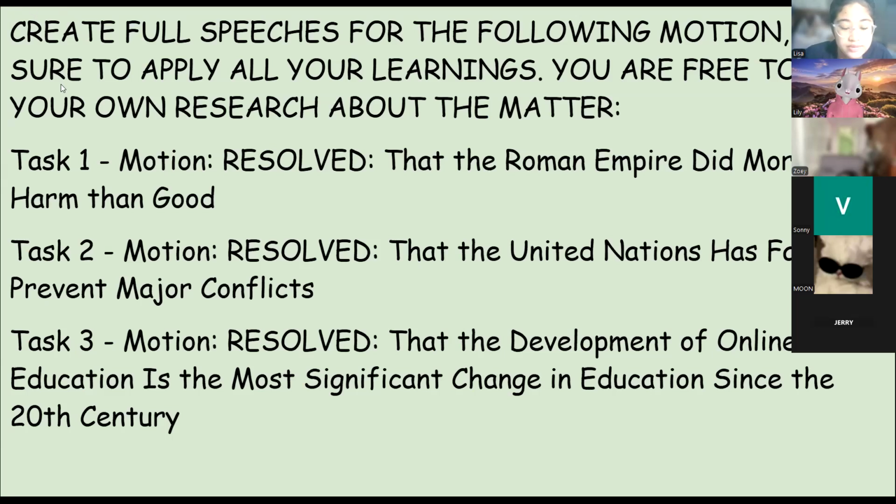So task 1, the motion, is resolved that the Roman Empire did more harm than good, and task 2, that the United Nations has failed to prevent major conflict. Task 3 is your homework. Maybe if you don't finish task 2 or task 3, it may become your homework. Okay.